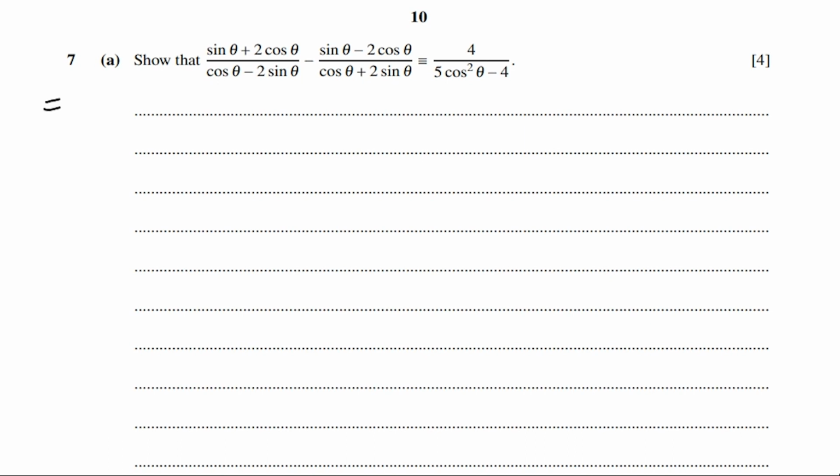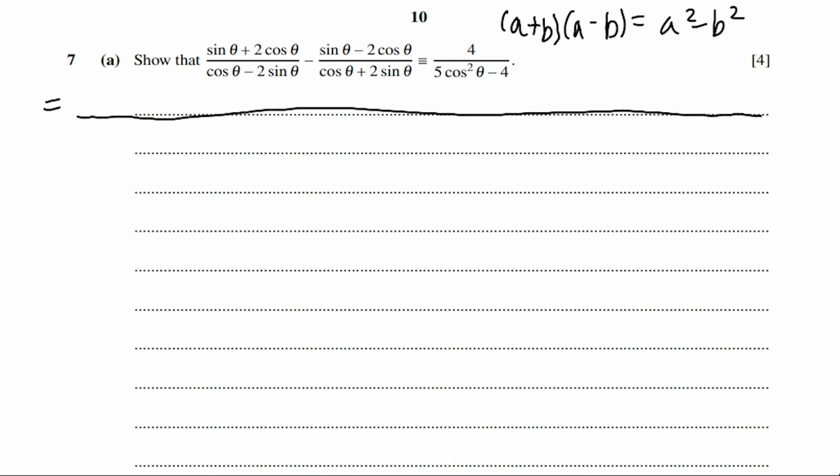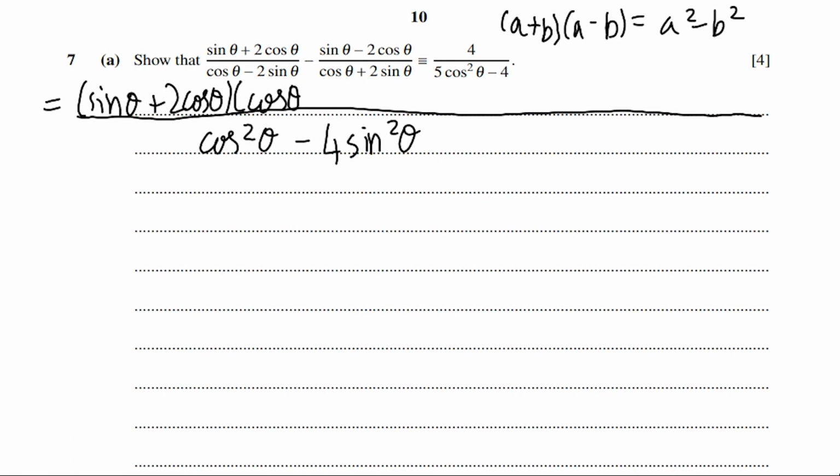Now, if you realize there is cos theta minus 2 sin theta on one side and cos theta plus 2 sin theta on the other side. So there is an identity, a plus b multiplied by a minus b is equal to a square minus b square. We'll use this identity here, and what we'll get in the denominator will be cos square theta minus 4 sin square theta, and in the numerator we'll have sin theta plus 2 cos theta multiplied with cos theta plus 2 sin theta, and minus sin theta minus 2 cos theta multiplied with cos theta minus 2 sin theta.